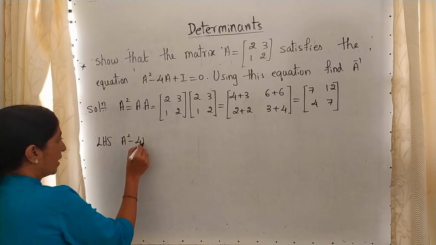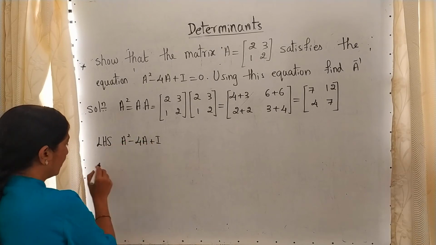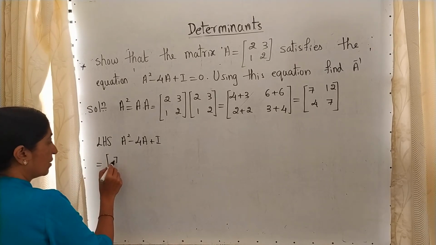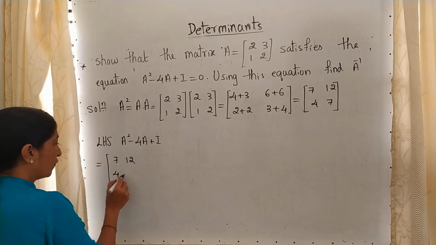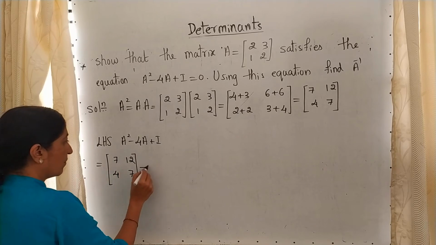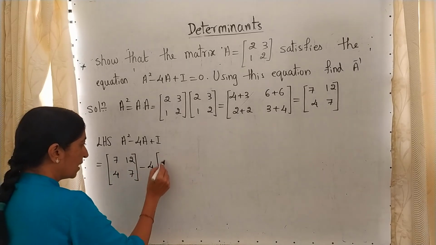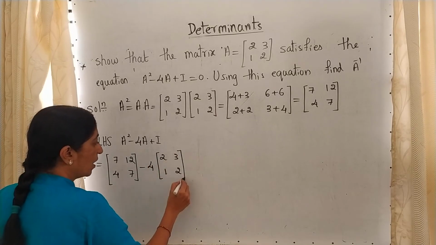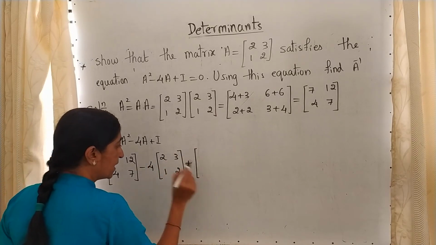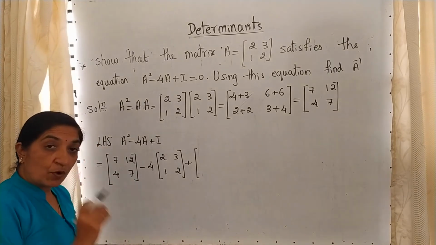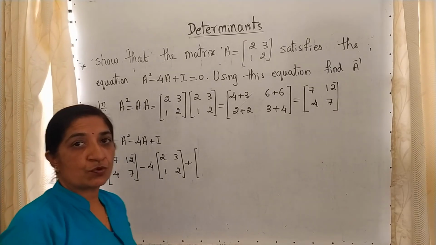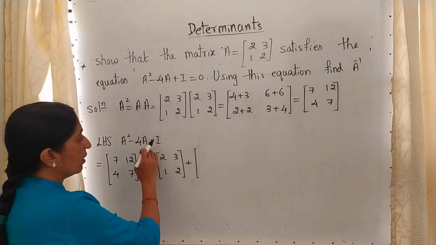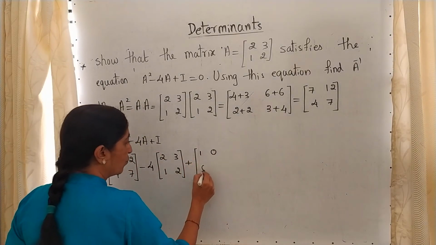Now write down the LHS. A square minus 4A plus I. Write down that A square value. A square is what? 7, 12, 4, 7. Minus 4 as it is, A is 2, 3, 1, 2. And remember students, I is the identity matrix, and we have to use the one which is convenient for the problem. Here the given matrix is of order 2. That's why the identity matrix also we have to use of order 2.